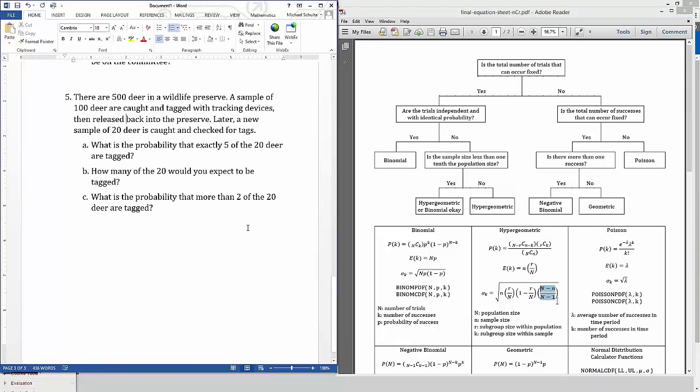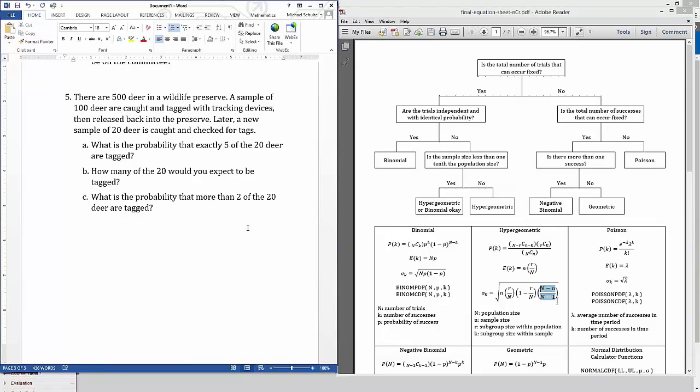Okay, so here we have a wildlife preserve. A sample of 100 deer are caught, tagged, and released back into the preserve. Later on we take a sample of 20. What's the probability that exactly 5 of the 20 deer are tagged? So this is a case where once you pick the first deer in that sample, you're not going to pick it again, presumably, right? You collect the sample of 20 deer and then you release them when you're done.